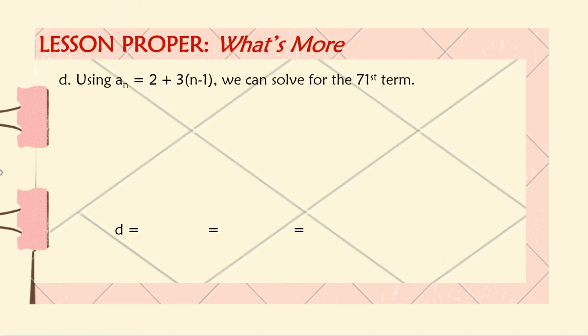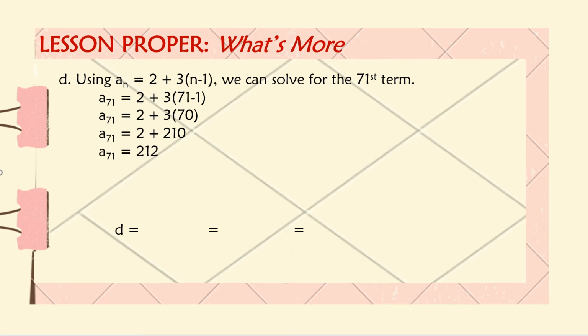Okay. So, let's have this. So, using A sub n is equal to 2 plus 3 times n minus 1, pwede na natin hanapin yung 71st term. Okay? So, we have A sub 71 is equal to 2 plus 3 times the quantity of 71 minus 1. So, 71 minus 1, 70 multiplied by 3. So, that is 210 plus 2. So, we have A sub 71 is equal to 212. So, dito, sa ganitong case, kapag yung nth term yung hinahanap, medyo mahaba lang yung solution.